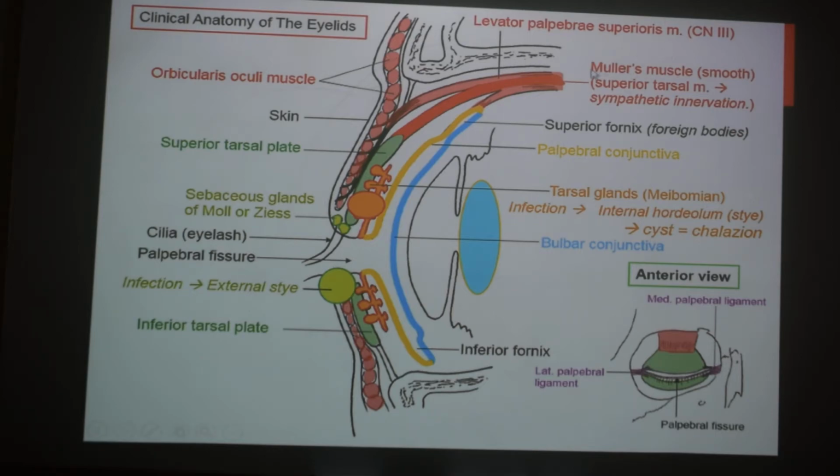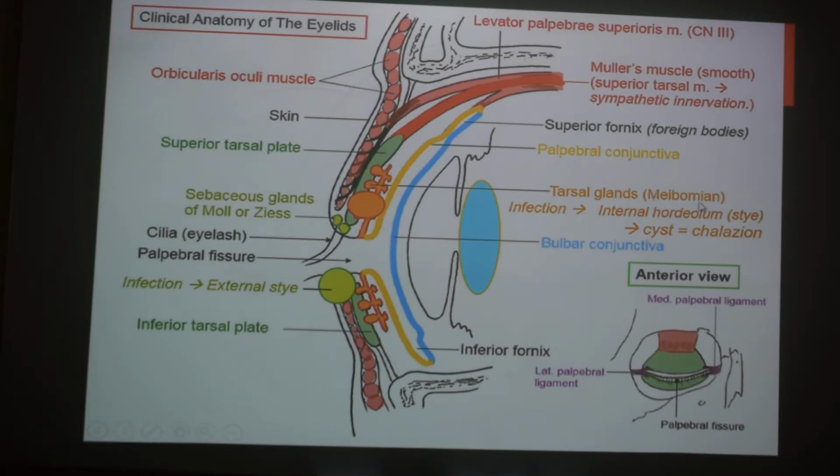And this smooth muscle part of the levator palpebrae superioris is also called Muller's muscle. So if you hear the term Muller's muscle, don't get confused, it's just the smooth muscle part of the levator palpebrae superioris.